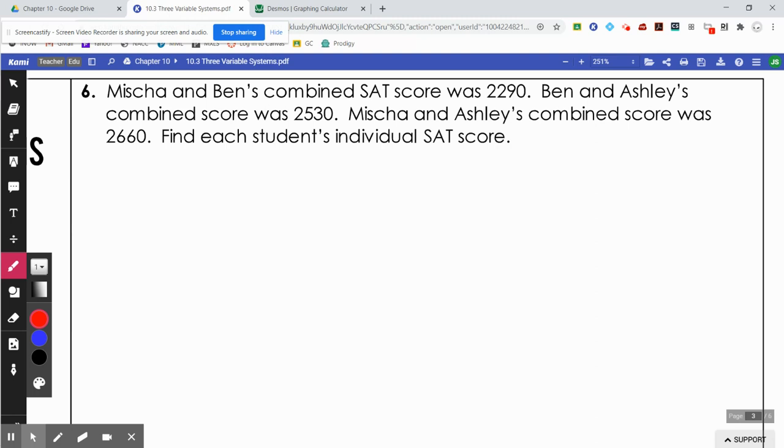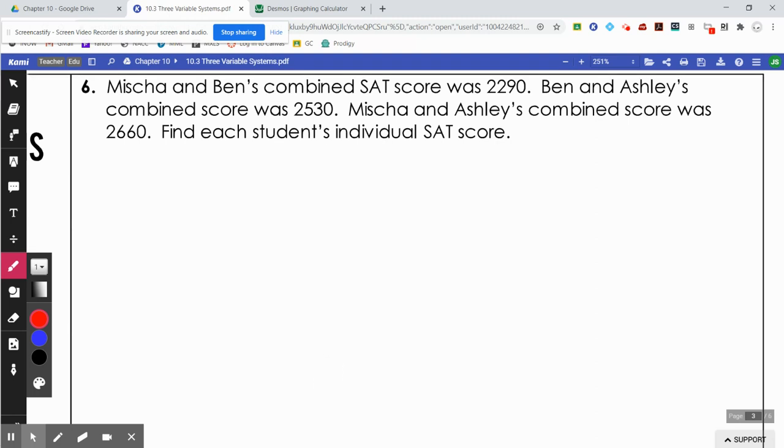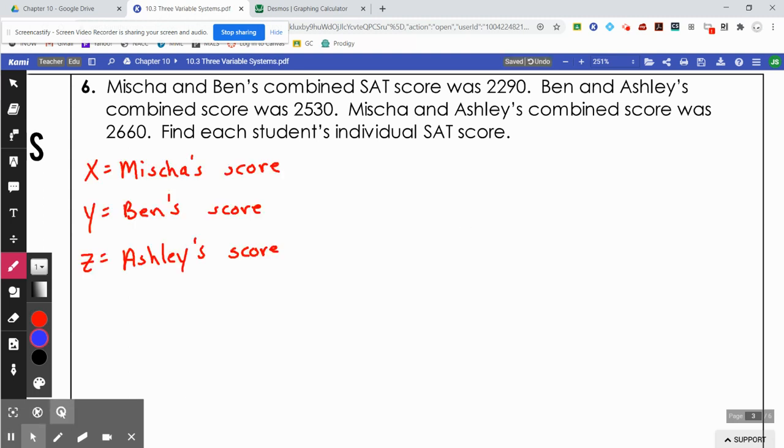Mischa and Ben's combined SAT scores was 2290. Ben and Ashley's was 2530. Mischa and Ashley's was a combined 2660. Find each student's individual score. So obviously we know what our x, y, and z are. So now let's say Mischa and Ben, which is x and y. x plus y has a combined score of 2290.